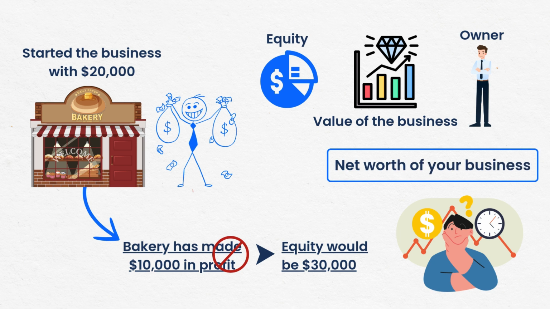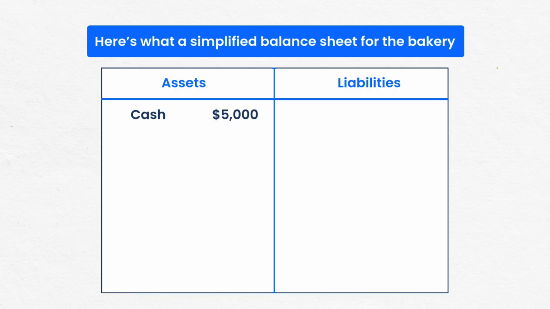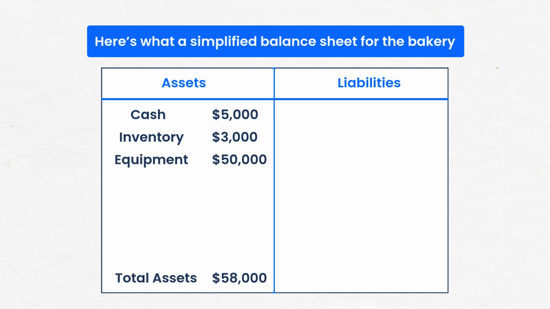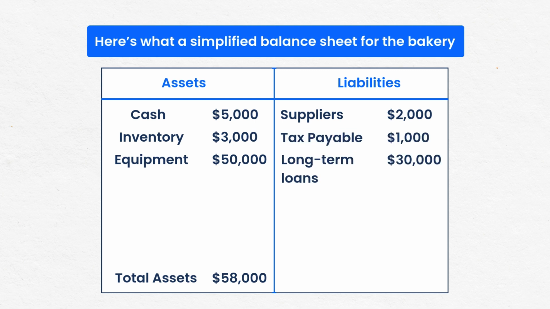Now let's bring it all together. Here's what a simplified balance sheet for the bakery might look like. On the asset side, you have $5,000 in cash, $3,000 in inventory, and $50,000 in equipment, giving you total assets of $58,000. On the liabilities side, there's $2,000 owed to suppliers, $1,000 in taxes payable, and $30,000 in long-term loans for total liabilities of $33,000.